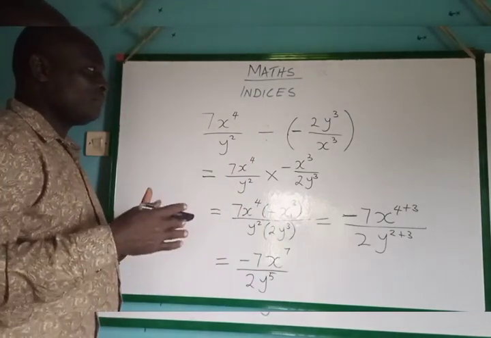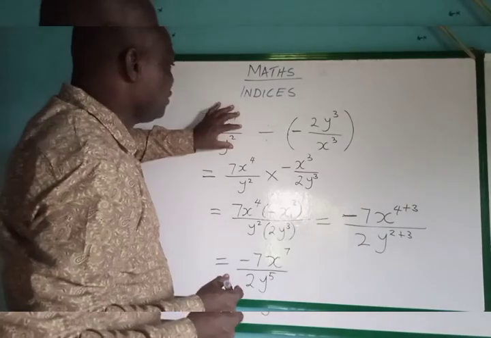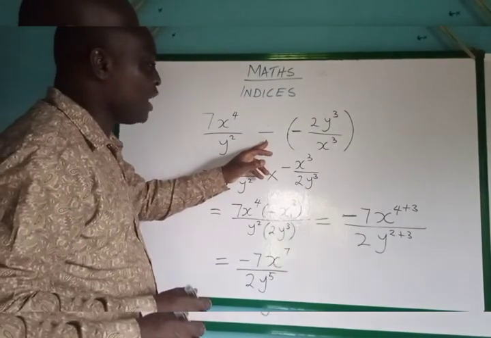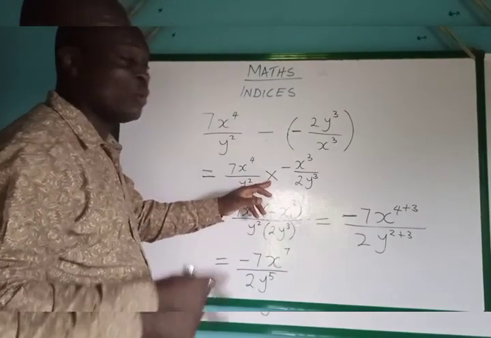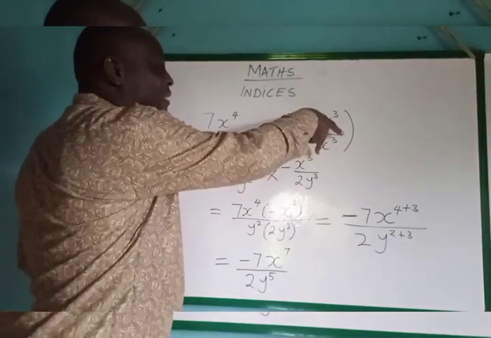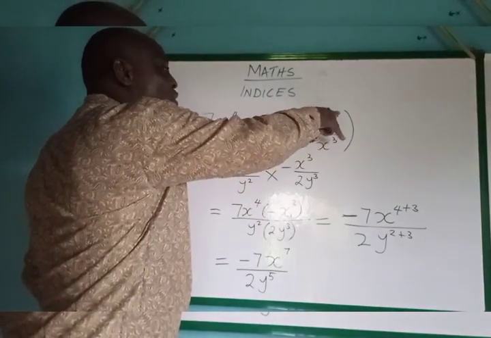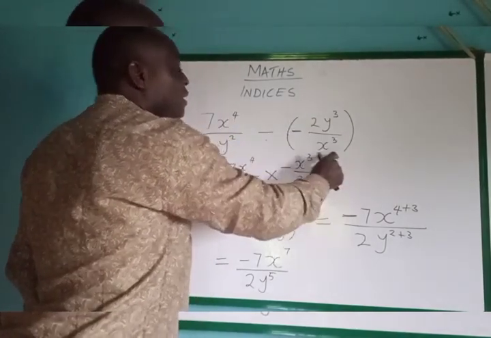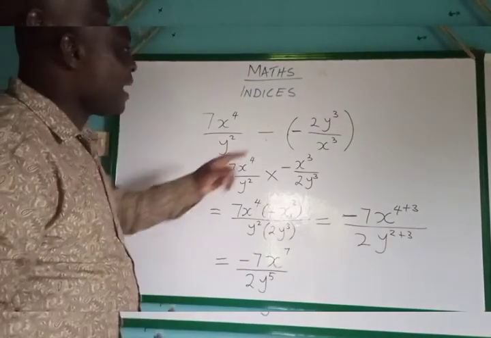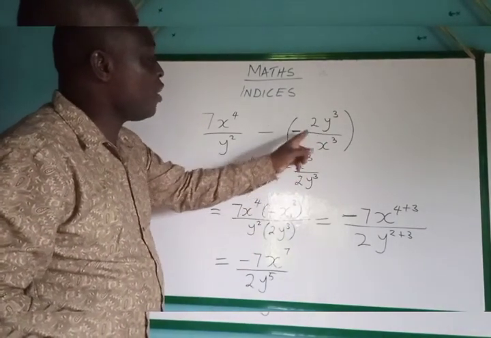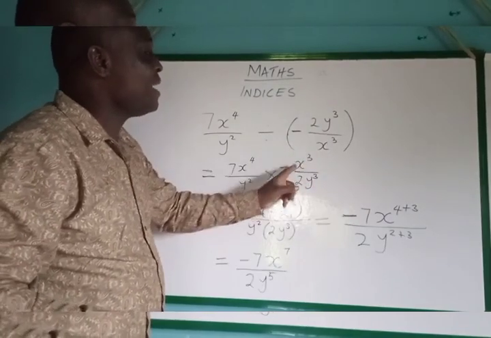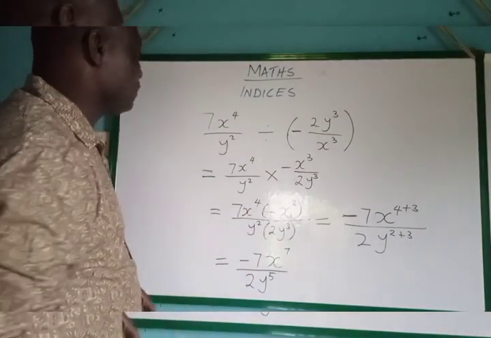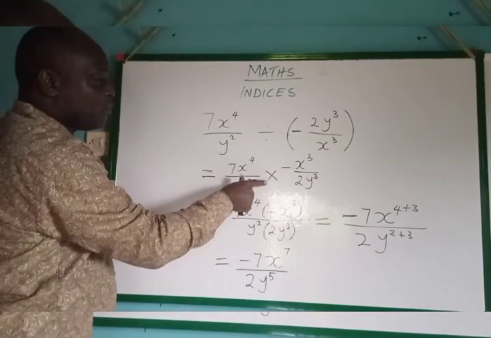Remember, I just said that when a fraction is divided by another fraction, you can actually change the division sign to multiplication. But when you do that, it means that the right hand side of the expression, that is a fraction, will change. The denominator will become the numerator, and the numerator will become the denominator. So that is why 2y raised to the power 3 over x raised to the power 3 now becomes x raised to the power 3 all over 2y raised to the power 3. So they have interchanged their position because we changed the division sign to multiplication.